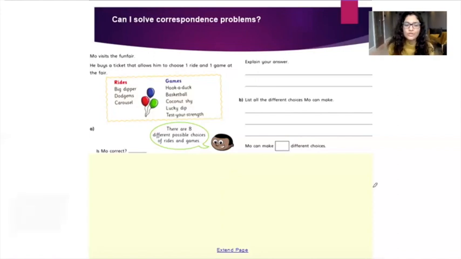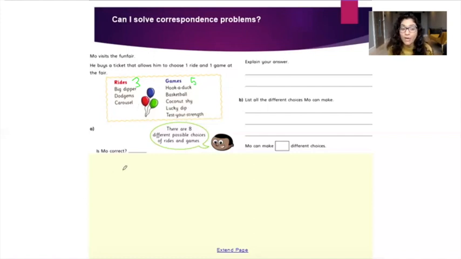Okay, so let's go through it together. Mo says there are 8 different possible choices of rides and games. Is he correct? Let's see if there are 8 possible. Calculate how many rides we have altogether. 1, 2, and 3. So I'm going to write 3 there. And how many games do we have? 1, 2, 3, 4, 5. 5 games there. So remember, the rides are Big Dipper, Dodgems, and the Carousel. The games are Hook a Duck, Basketball, Coconut Shy, Lucky Dip, and Test Your Strength.